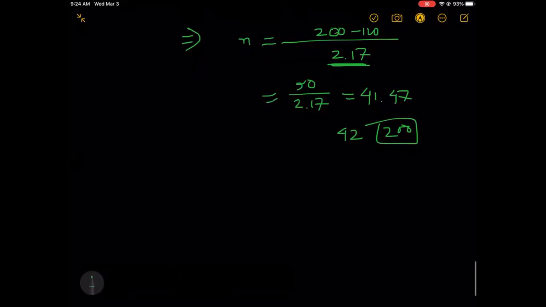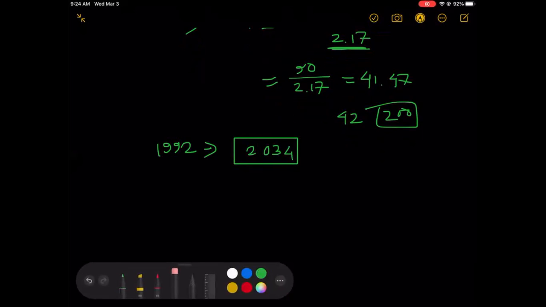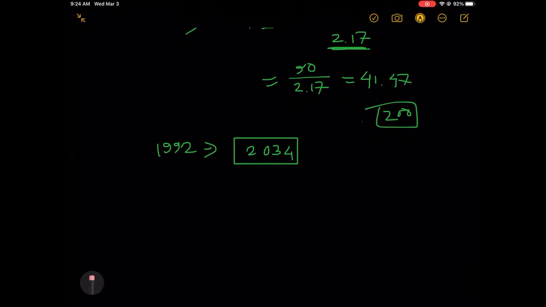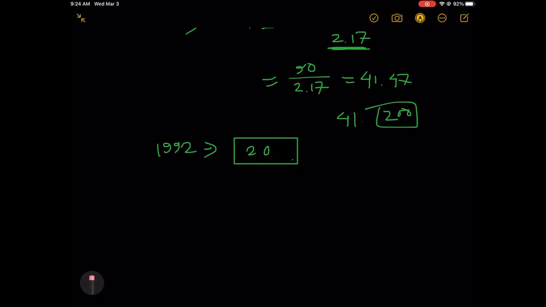And we started from 1992. So after 42 years, I guess it would be 2034. Oh no, it should be 41, my bad. It should be 41 years. Can anyone tell me why we should take 41 years, not 42? Anyone? It's not above half a year. Exactly.